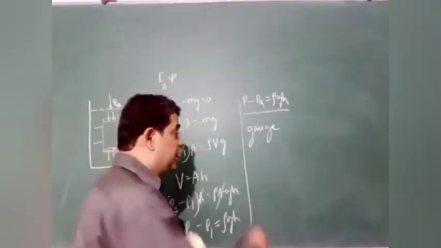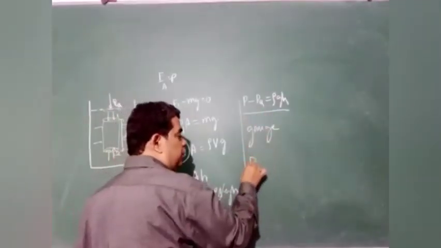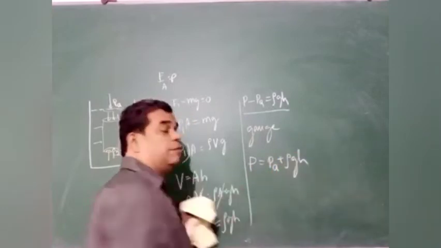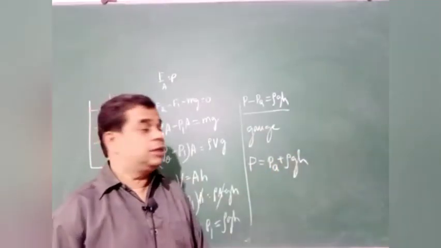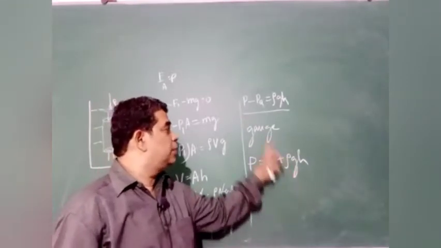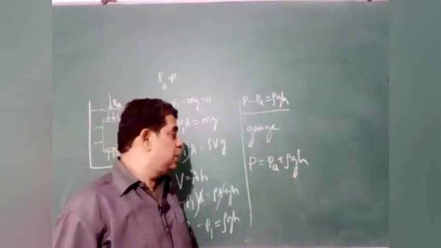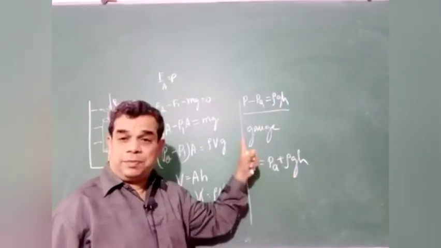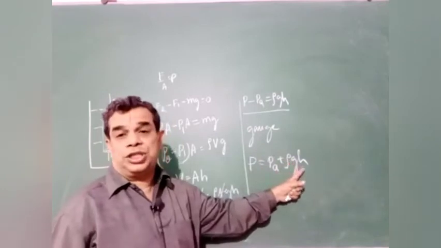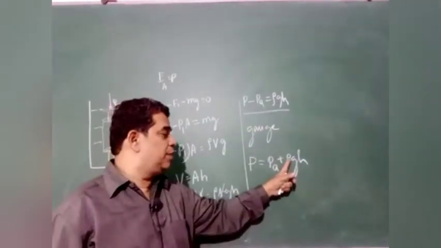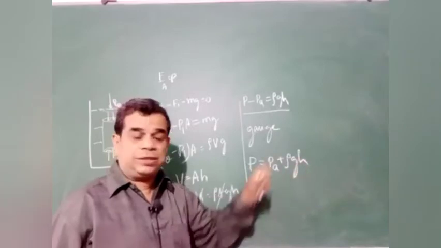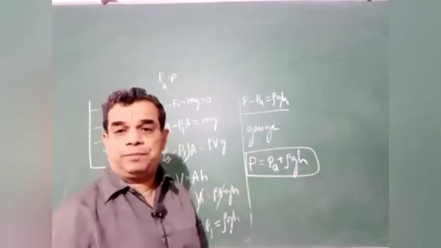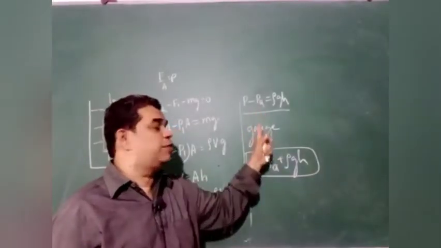What is the true pressure then? It is PA plus rho gH. The actual pressure at depth H is PA, the atmospheric pressure, plus rho gH, the density of the liquid, acceleration due to gravity, and height H. This is the formula for true pressure at any point inside the fluid. And the other is the formula for gauge pressure.